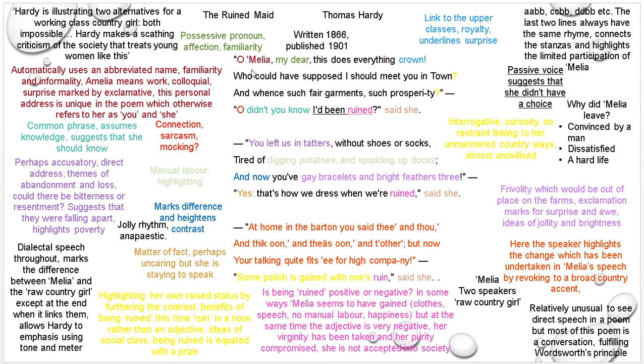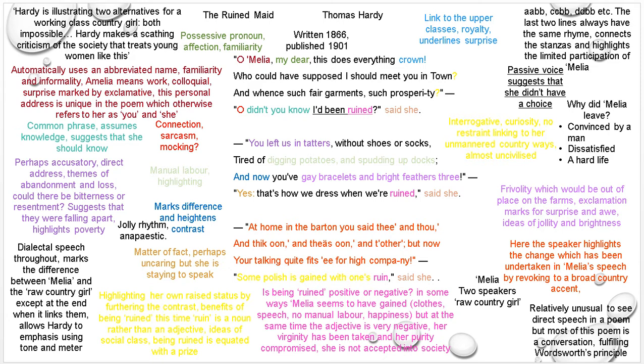Okay, so "O Melia" is the start of the poem. "O" is an exclamative showing surprise. It's also quite colloquial, as clearly is the abbreviation "Melia", presumed to be Amelia, which is colloquial, suggests familiarity, and is also a sign of low social class. "My dear" then adds affection and builds on the idea that they were close. But this is slightly contrasted by the "O", which suggests that they are no longer, or not currently, in contact.